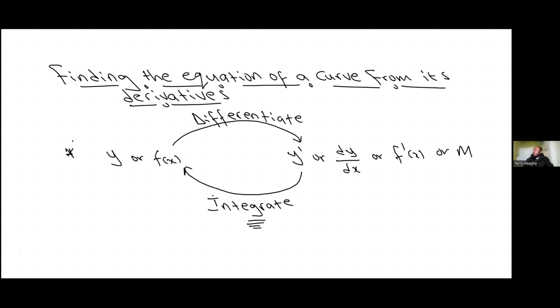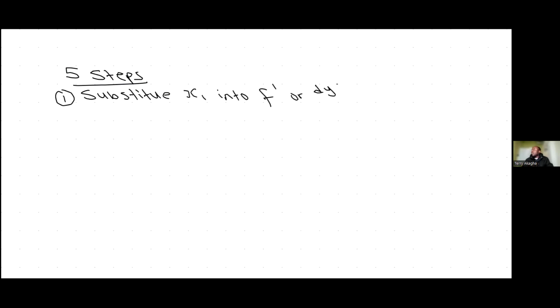Now, to do this, we have 5 rules or 5 steps, depending how you want to label it. Number 1, the first thing you have to do is substitute x1 into dy over dx to get the value of m. M is the slope, or you can call it the slope of the tangent in some cases. But basically dy over dx is the slope. So you substitute x1 into f prime, or you can call it dy over dx, to get the value of m.